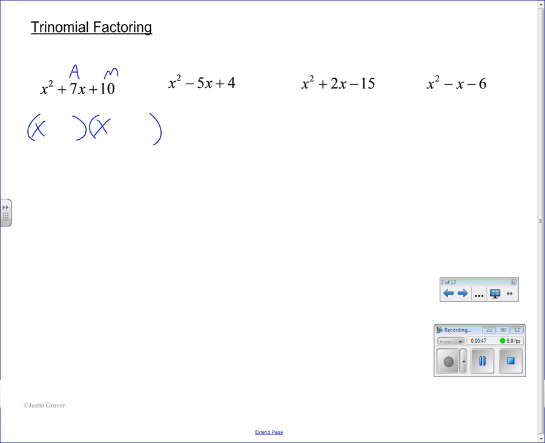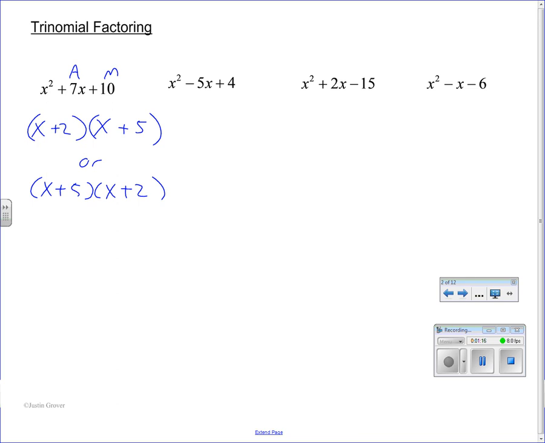It's easier to first think of what numbers multiply to +10. You think, all right, 10 and 1, 2 and 5, -10, -1, -2, -5. Which of those add to +7? The answer is +2 and +5. It could also be written as x plus 5 and x plus 2. The order of the two parentheses does not matter because the two parentheses are being multiplied, and multiplication follows the commutative property.